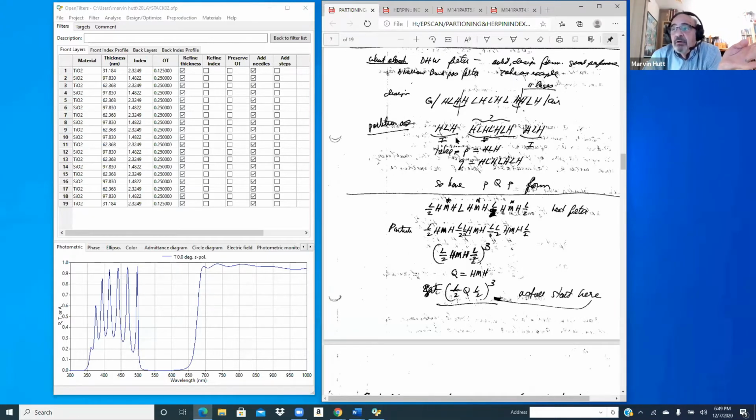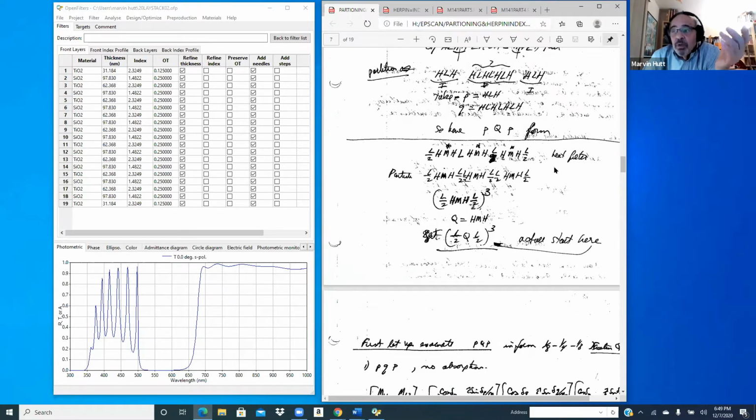Now, here I have 1, 2, 1 again, okay, different. This is a very important one. This is a heat filter. The module is symmetrical, L, M, H, M, L. So it's a high, medium, and low 3 times over. This is the one that's used on all the architectural glass that you see on the skyscrapers, okay? It reflects the heat and transmits the visible, okay?